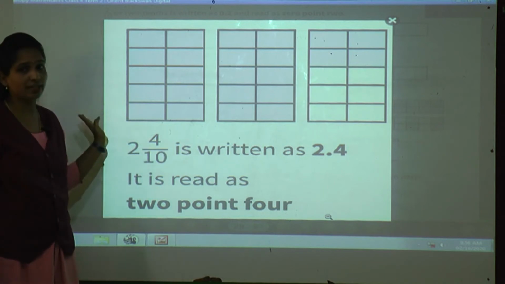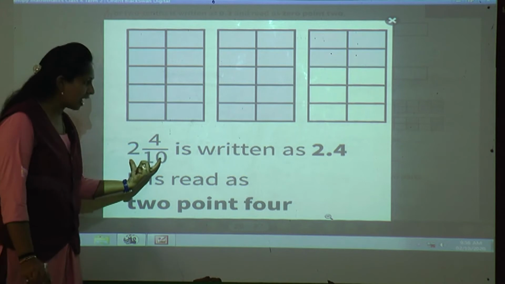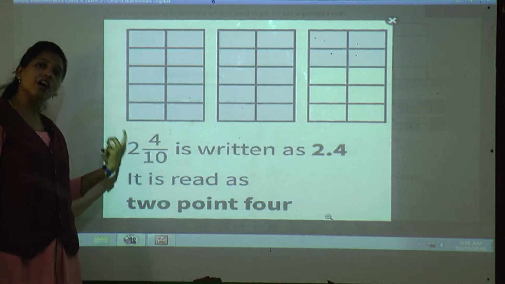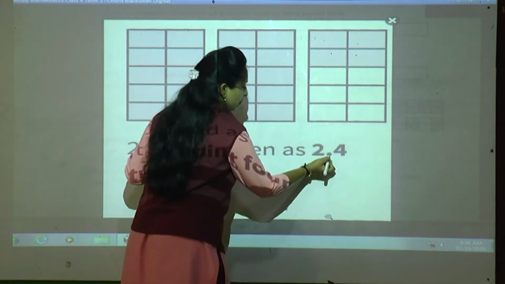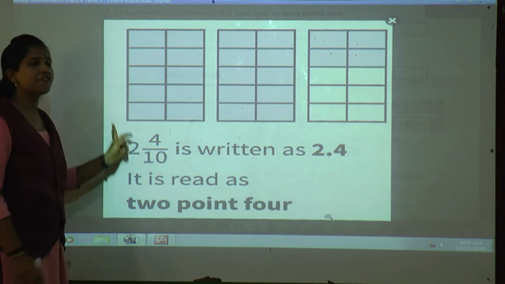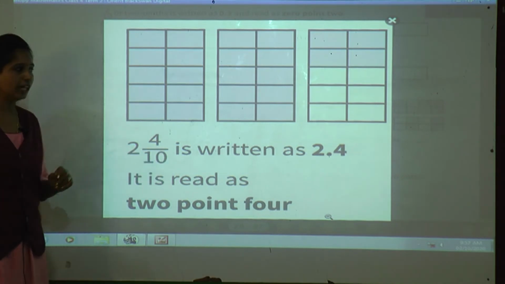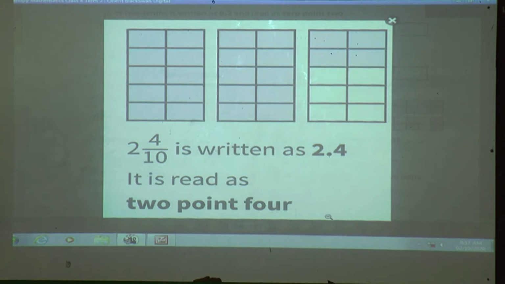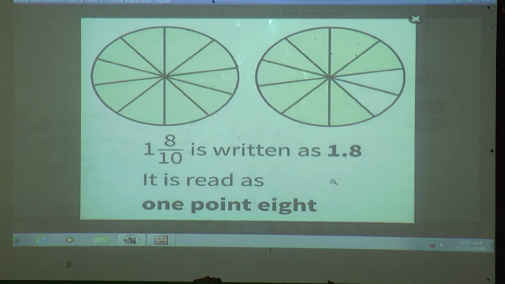Just now we have studied about the fractions. So what we are doing, mixed fractions or fractions we are writing by using the decimal point. So this is another way of writing fraction numbers, called the decimal system. Okay, clear? Yes. Don't be confused. Just what we are doing, we are writing fraction numbers in another way.